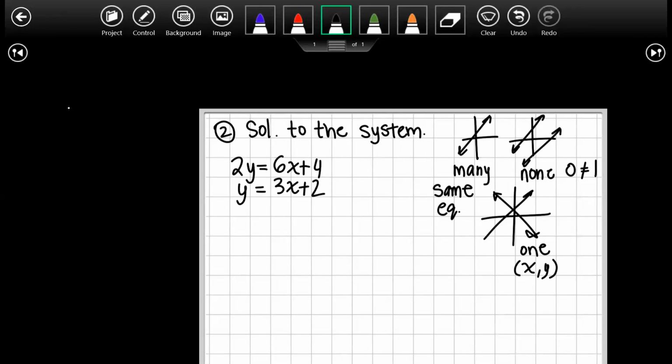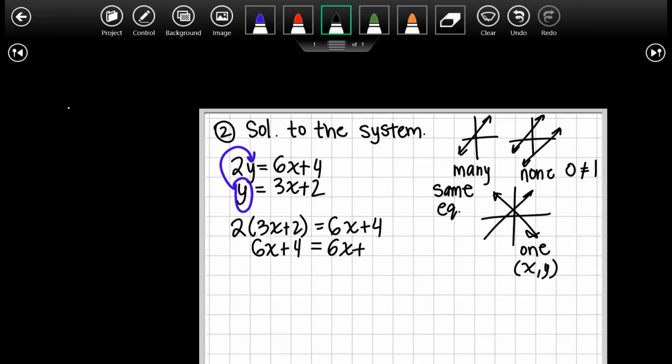Easiest way to do this is to plug one of them in using substitution. So I'm going to take this bottom one and plug it into the one up on top. This will be 2 times 3x plus 2, that deals with my left-hand side, is equal to 6x plus 4. If you reduce this down, we get 6x plus 4 is equal to 6x plus 4. And these are the same equation. So that means we have many solutions, or infinitely many solutions.